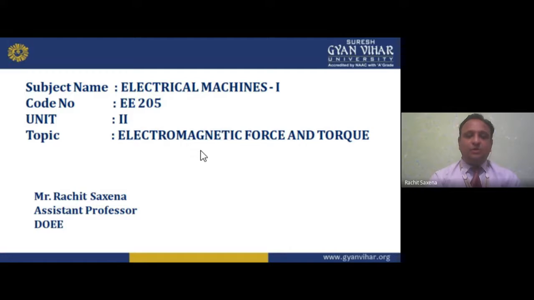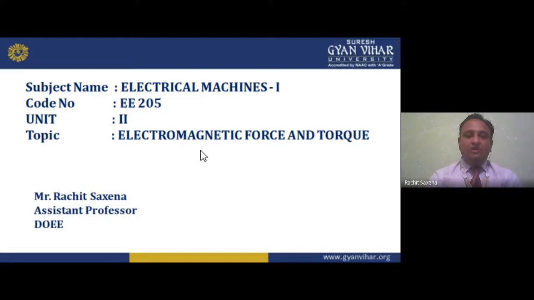Here in electrical machine, as per our curriculum, there are 5 units. The first unit deals with electrical fields, the magnetic field and magnetic circuit. The second unit is the one I am going to teach you, that is electromagnetic force and torque. The third unit deals with the DC machine, that is motor and generator. The fourth also deals with motoring and generating action. And the fifth and last unit deals with the transformer.